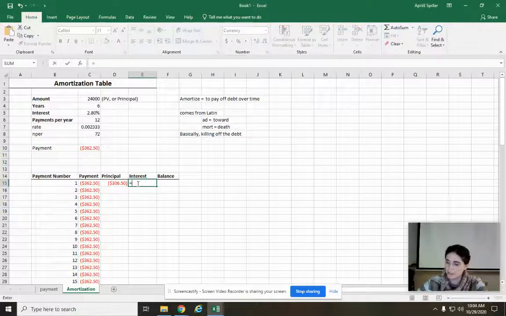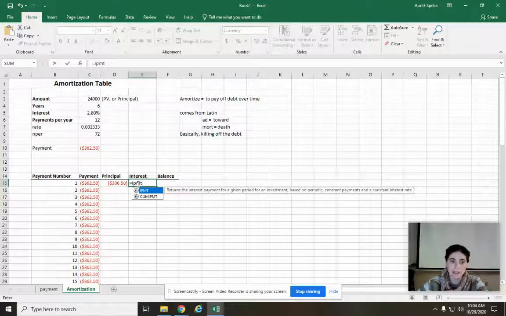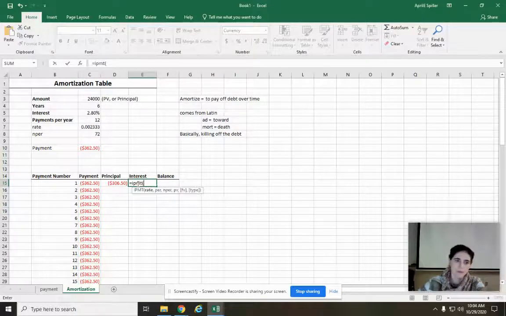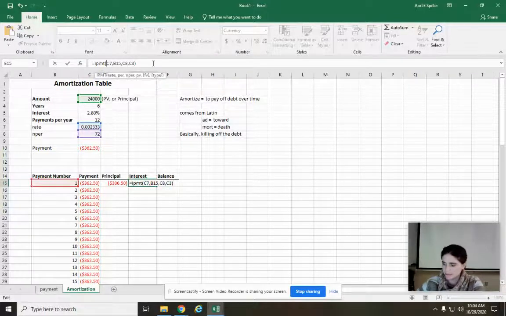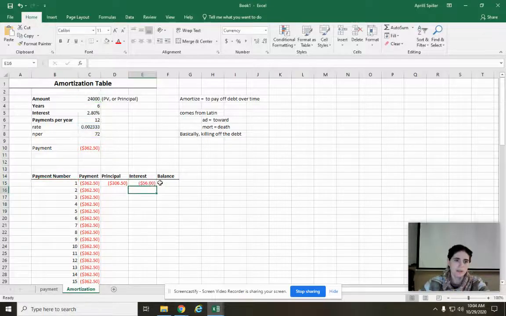Interest, we do the same thing, equals IPMT for interest part of the payment. We click on the rate, comma, the payment number, comma, number of payments, and the value. And again, we put our little dollar signs. There we go. Notice B15, which is this red one. I didn't put dollar signs on that because I want that to change.